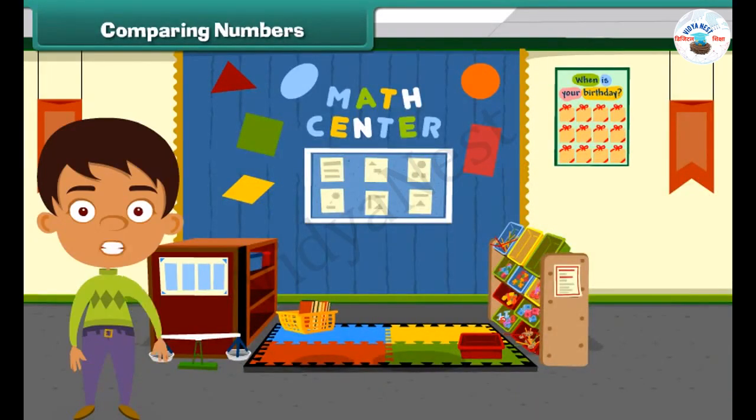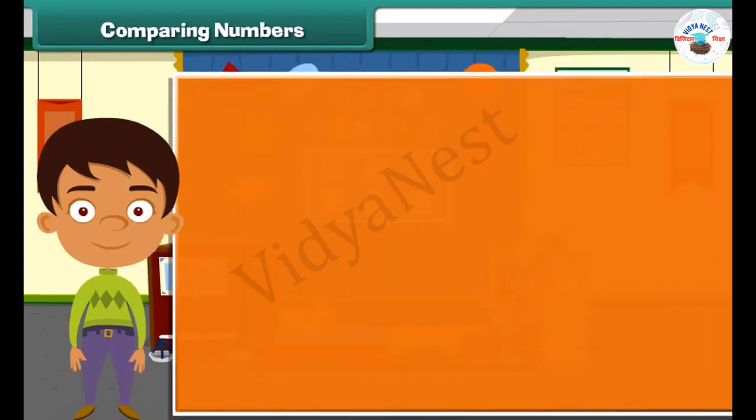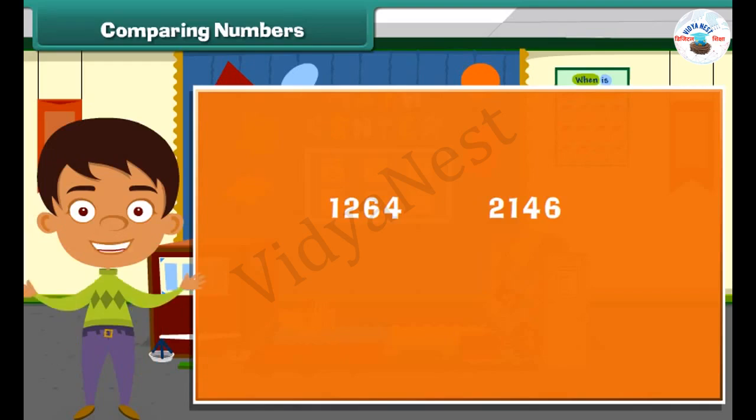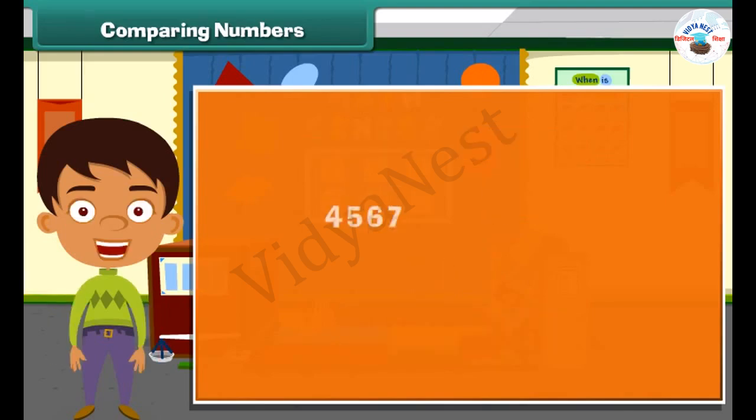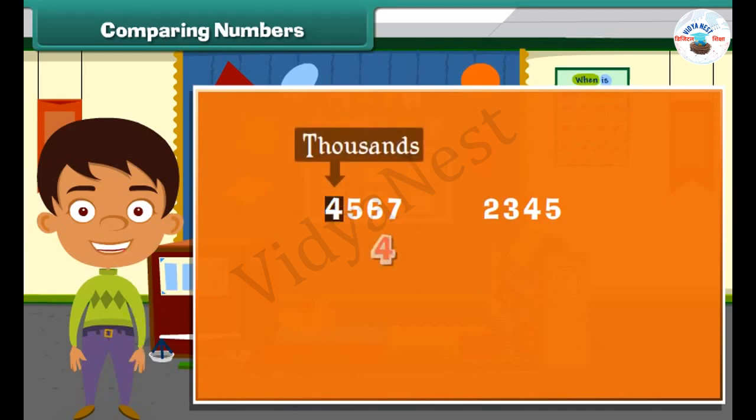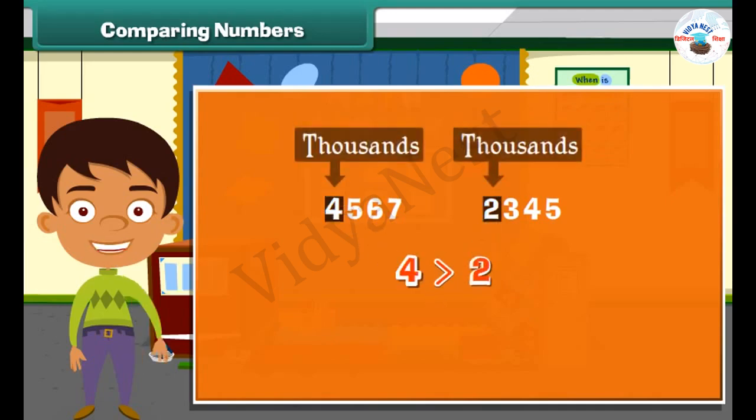Comparing numbers. Let us now learn to compare numbers. To compare two 4-digit numbers, we first compare the digits at the thousands place. The number that has a greater digit at the thousands place is the larger of the two. For example, let us compare 4,567 and 2,345. Since 4 is greater than 2, we can say that 4,567 is larger.